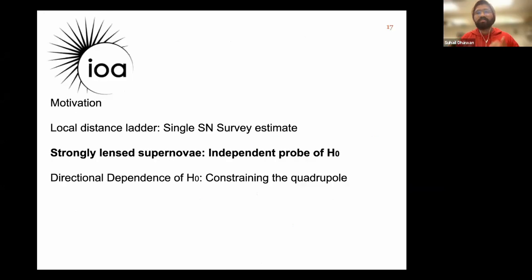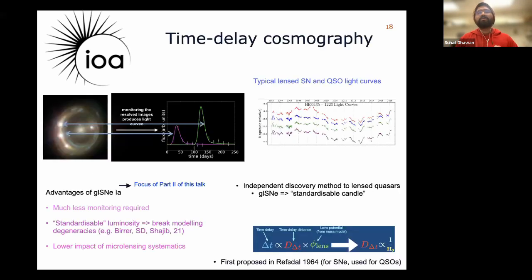So thanks for that great discussion. And the second part of what I'll be talking about is an independent way in which type 1As can probe H0, and this is through strong gravitational lensing. Now, the idea for strong gravitational lensing to measure H0 was originally proposed for supernovae by Refsdal in 1964.